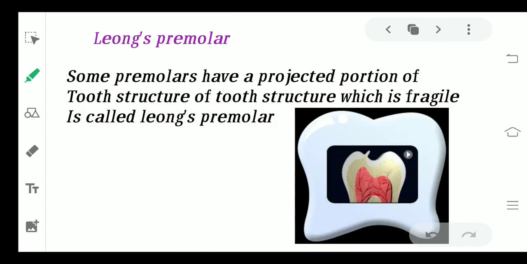Coming to the next one, this is not very common but is very usually talked about. So this is Leong's premolar. In Leong's premolar, in the figure also you can see a very tapered tooth structure projected. A projected portion of tooth is there, and this is a very fragile structure. Okay, so some premolars have projected portions of the tooth structure like this on the tooth, which is fragile, and this is known as Leong's premolar.